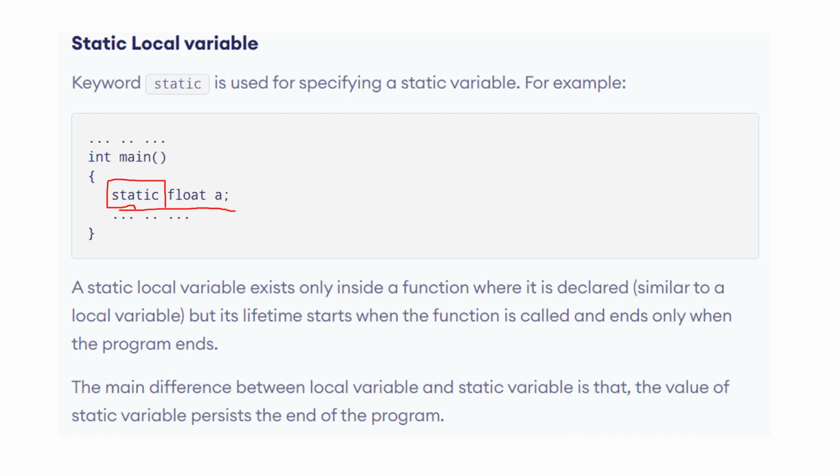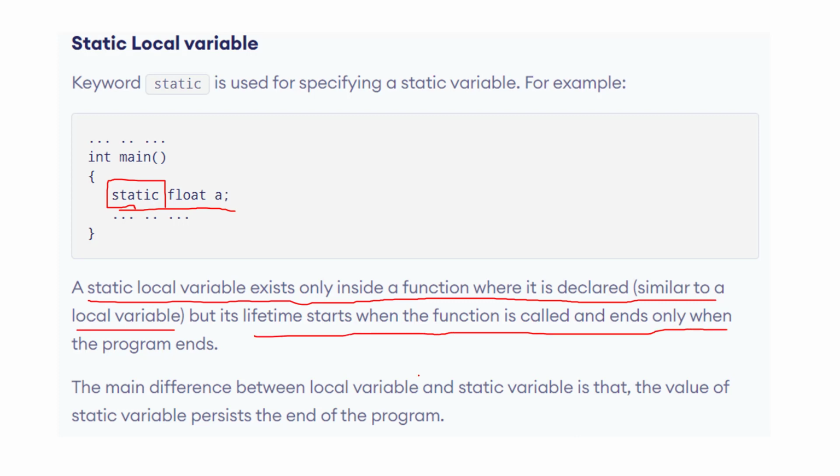Let's see that. A static local variable exists only inside a function where it is declared, similar to a local variable. But its lifetime starts when the function is called and ends only when the program ends. This is the main difference. Once again, its lifetime starts when the function is called and ends only when the program ends.